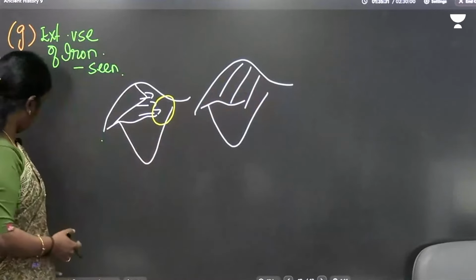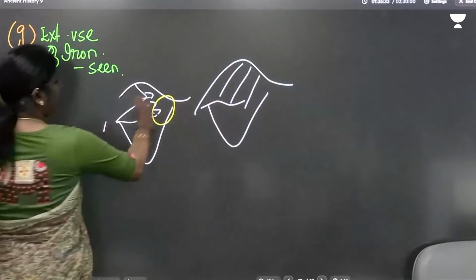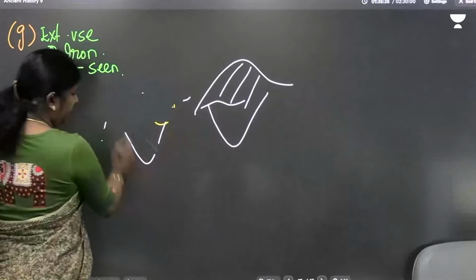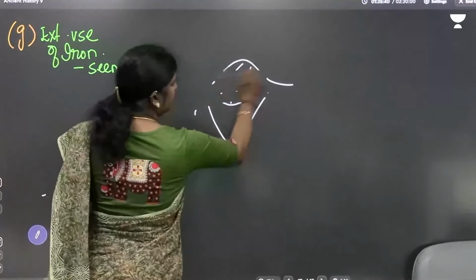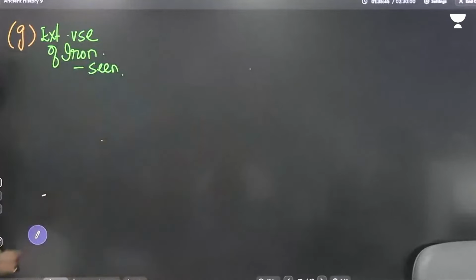And in the introduction, I gave you one line. Remember, Aryans were semi-urban. Remember? In the introduction of LVP, I told you they were not rural, they were semi-urban. Why? So the answer is here now. So extensive use of iron was seen.